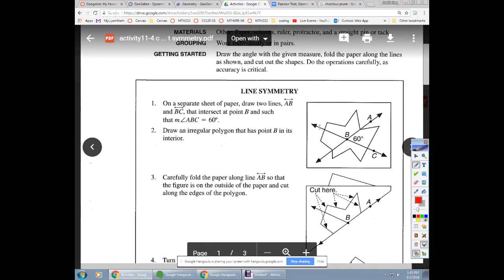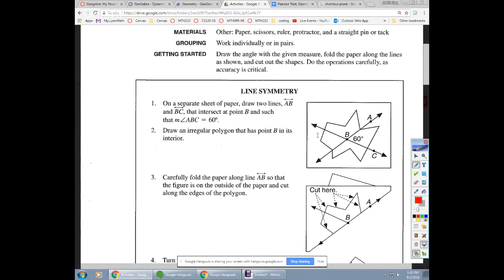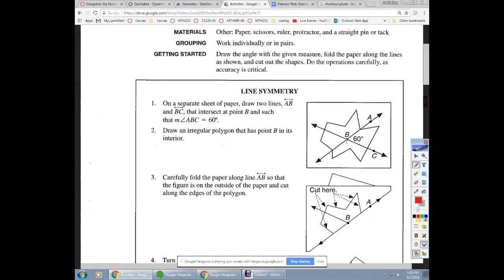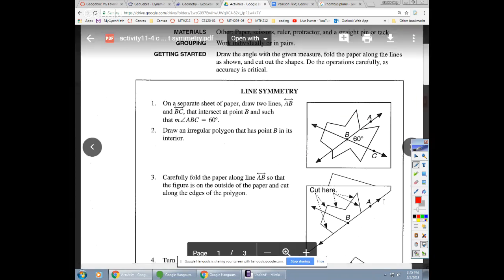Following that, once you draw those two lines meeting at a 60-degree angle, you're going to draw some crazy irregular polygon around point B. As many sides as you want. Don't go too nuts with the number of sides because then the next part gets painful.